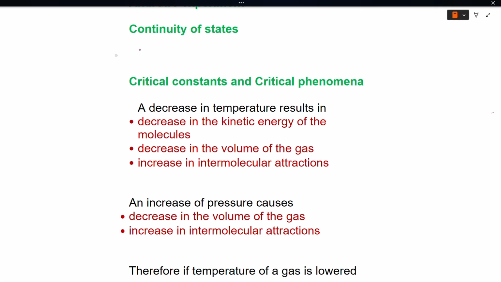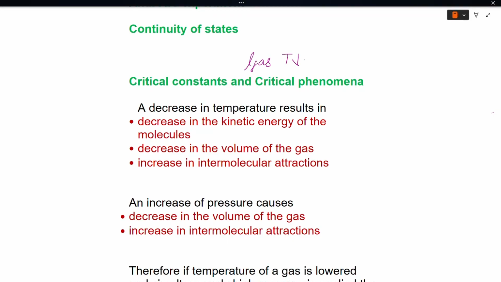Now, if a gas is taken and we want to liquefy it, we will have to lower the temperature as well as increase the pressure. These two combined effects convert the gas into liquid. Now, the critical state is a critical condition, the condition at which the gas just gets converted into liquid, or otherwise.